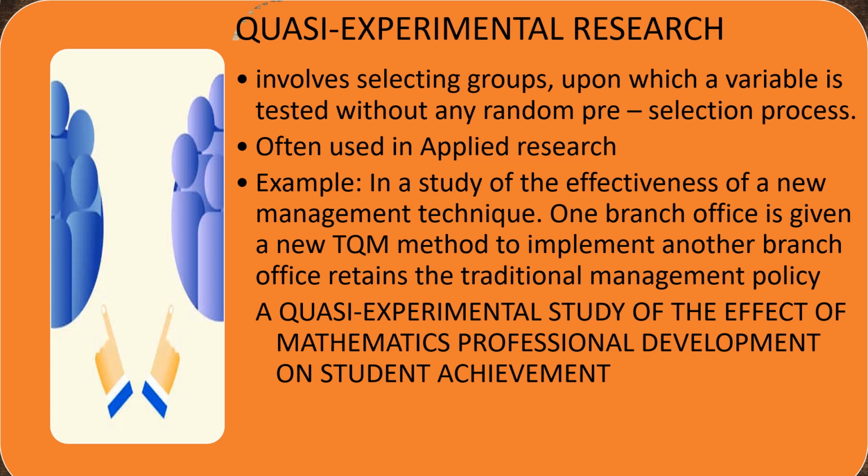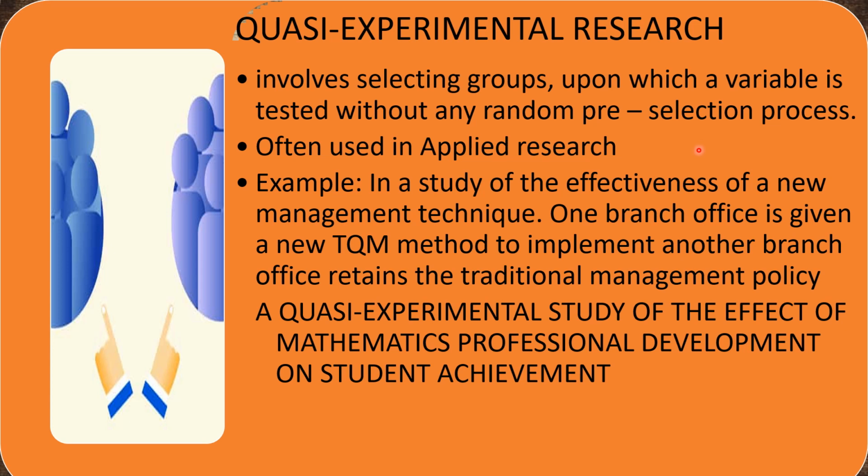Under experimental research design is quasi-experimental research. From the word quasi, it means resemblance, so almost an experimental design. It involves selecting groups upon which a variable is tested without any random pre-selection process. So it uses a selected independent variable because random assignment is not possible. Thus, the researcher cannot randomly assign participants to groups, and for that it lacks control over extraneous variables. And quasi-experimental research is often used in applied research.